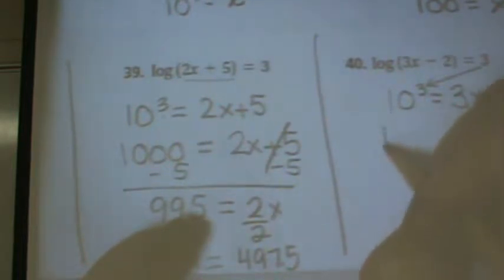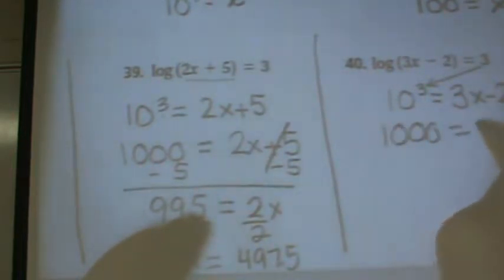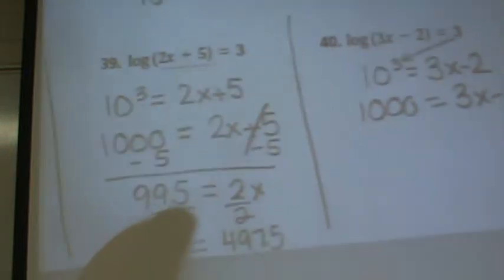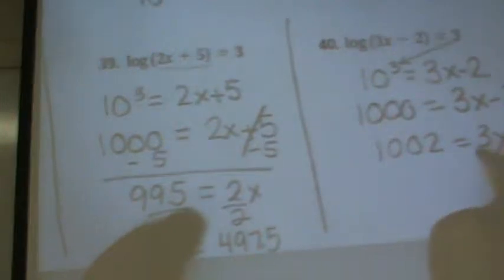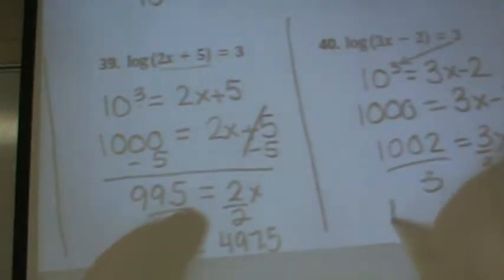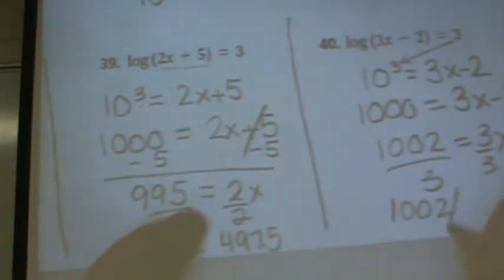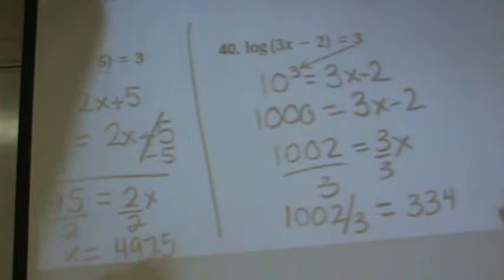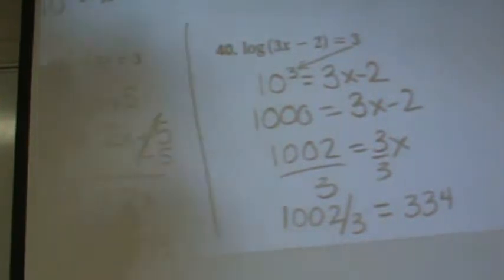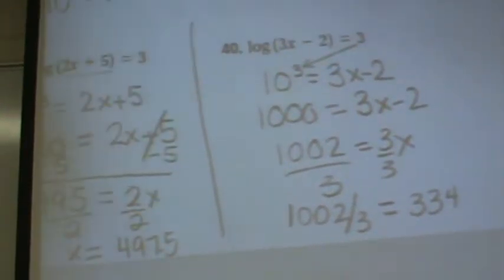The answer is 334. That's 1,000. Add 2 on each side, you get 1,002. Then you divide by 3, and you get 334. It goes into it evenly. That's your x value. Okay, flip this over.